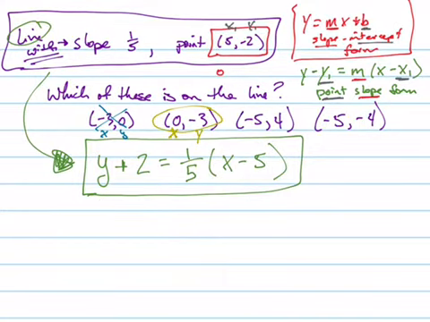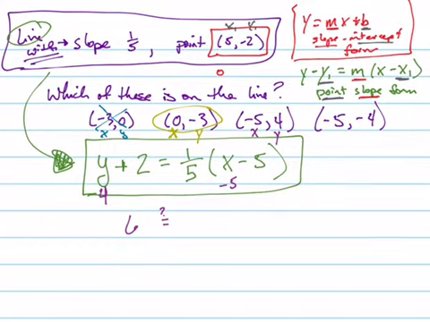And now let's try the same thing for this next point. We're plugging -5 for x and 4 for y. So I'm plugging 4 in for y and -5 for x, and let's check if it works. What's 4 plus 2? 6. And what's -5 minus 5?